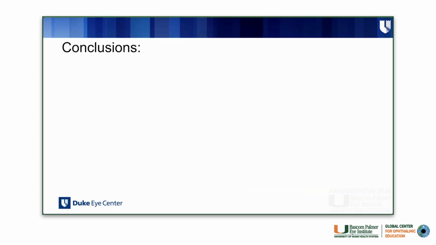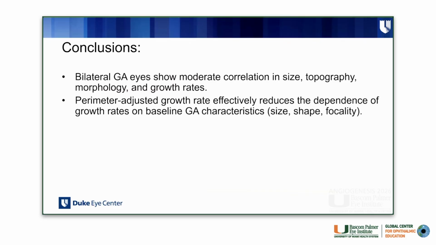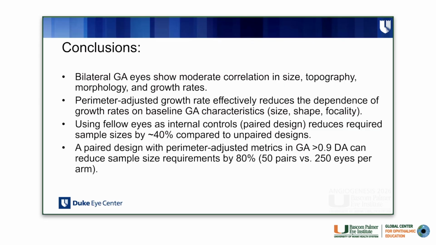In conclusion, we demonstrated that bilateral GA eyes showed moderate correlation in size, topography, morphology, and growth rates. Perimeter-adjusted growth rate effectively reduces the dependence of growth rates on baseline GA characteristics. Using fellow eyes as internal controls reduced required sample size by about 40% compared to unpaired design. A paired design with perimeter-adjusted growth rate in GA larger than 0.9 disc area can optimize the sample size requirement and reduce the sample size by 80%, which is 50 pairs versus 250 eyes per arm.